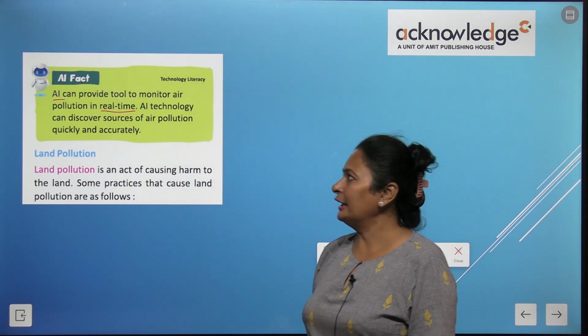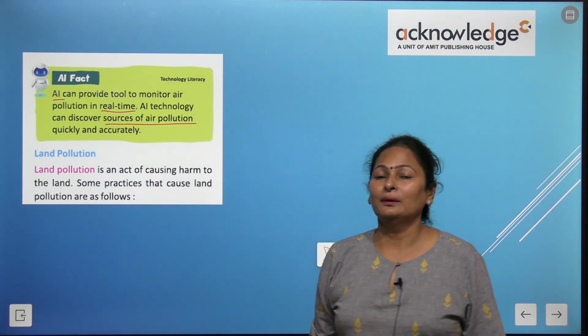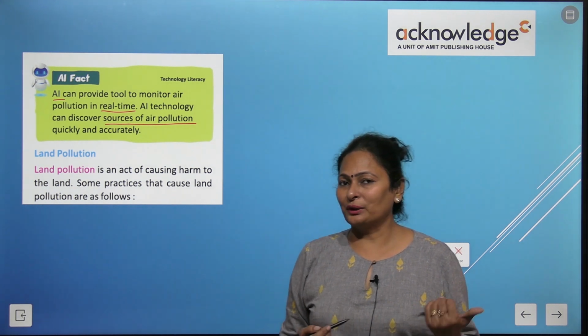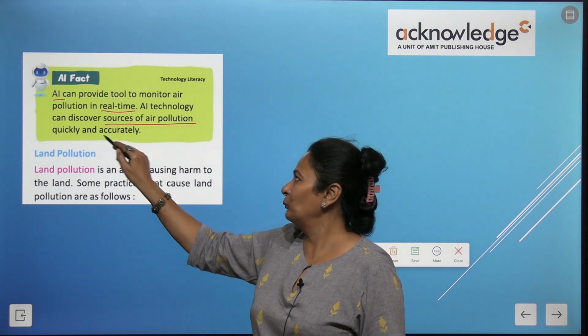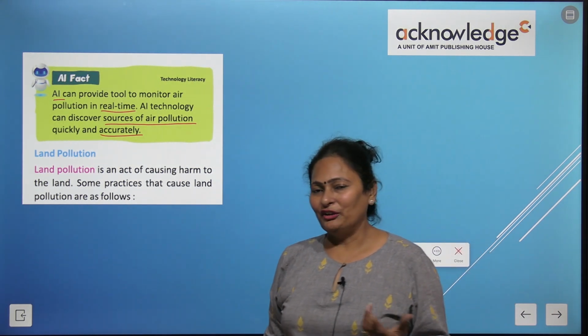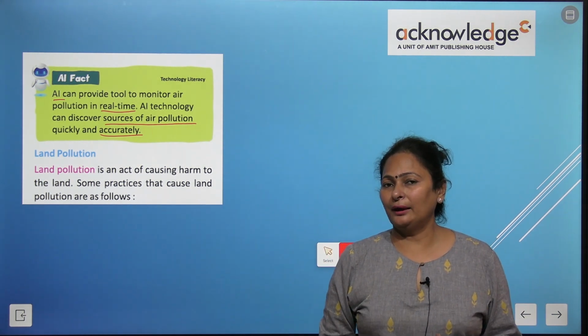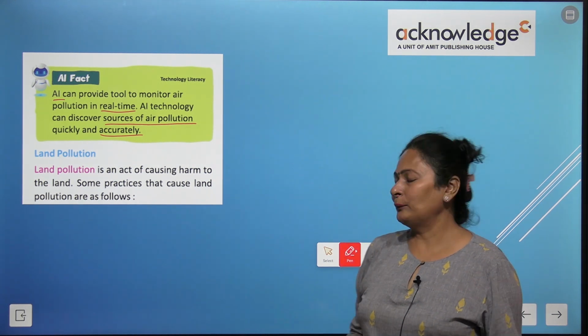AI technology can discover the sources of air pollution, the sources from which the smoke is coming, quickly and accurately. Most important is accurately and very quickly. Land pollution. We have discussed air pollution. Now land pollution is the second type of pollution.